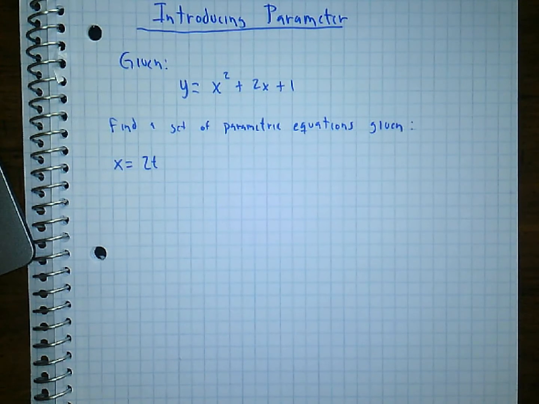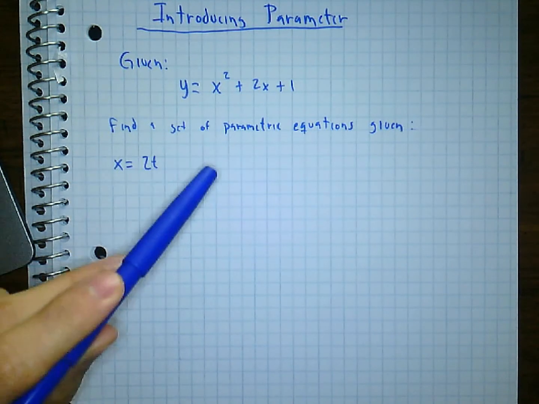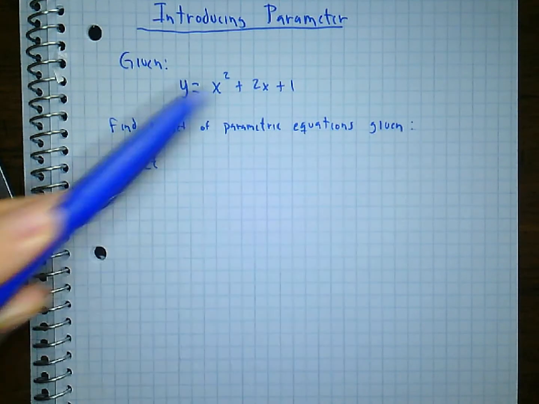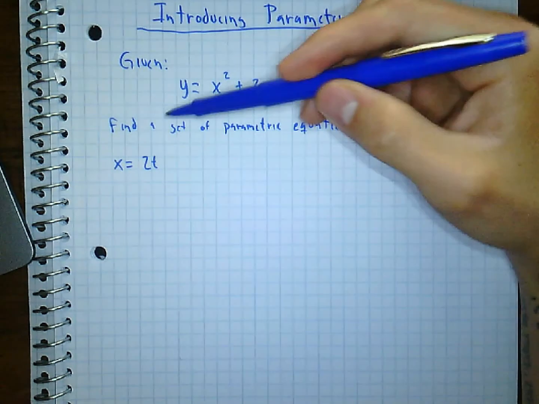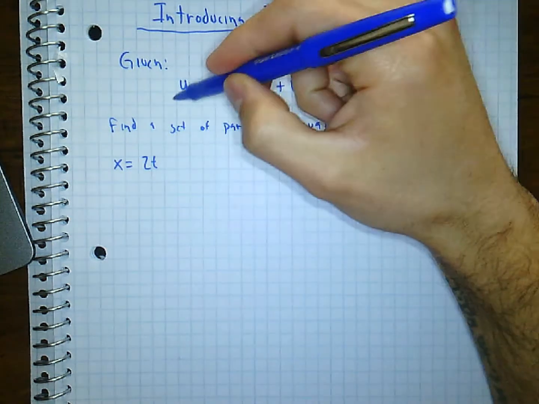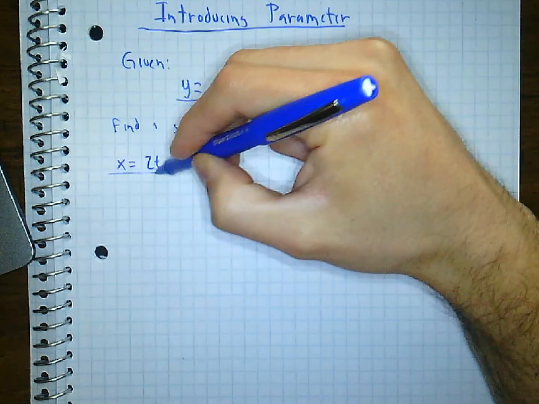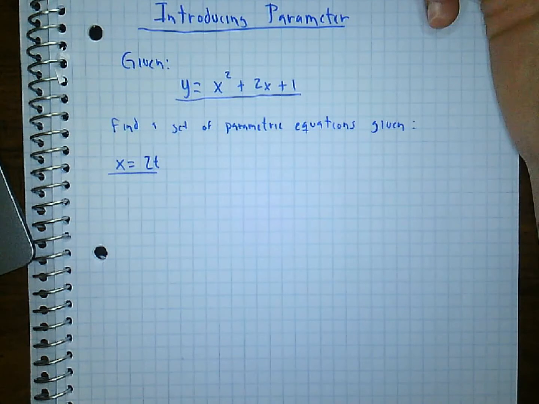Let's say that you are given y equals x squared plus 2x plus 1. And you are told to find a set of parametric equations given that x equals 2t. Well, if you're already given the parameter that they want you to use, then it's relatively simple. What that means now is we've got to use what's given and what they want. They're giving us this equation and now they're giving us this. We've got to use those two givens to find out what y is.